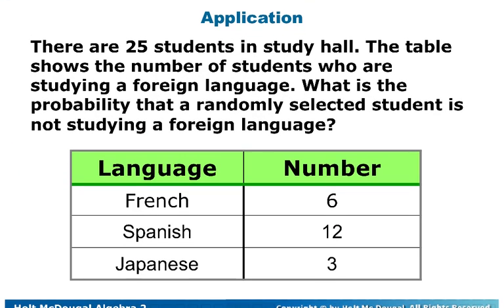So, here we have an application. There are 25 students in a study hall, and the table shows the number of students who are studying a foreign language. What is the probability that a randomly selected student is not studying a foreign language? So, not studying a foreign language would be 1 minus the probability that they are studying.